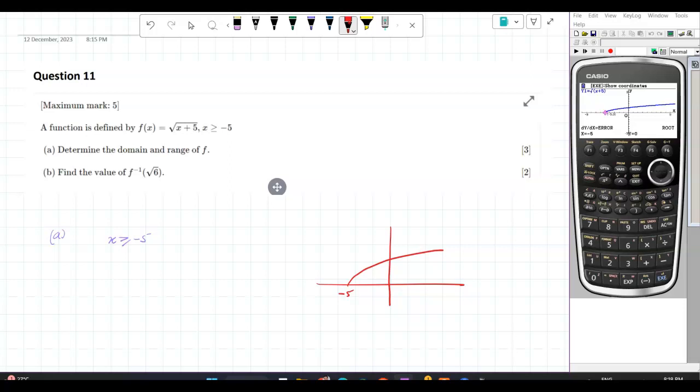Range is you look at all the y values. This is domain. From here you look at the y value. Look at all the y values it's taking. So range: y is greater than or equal to 0.